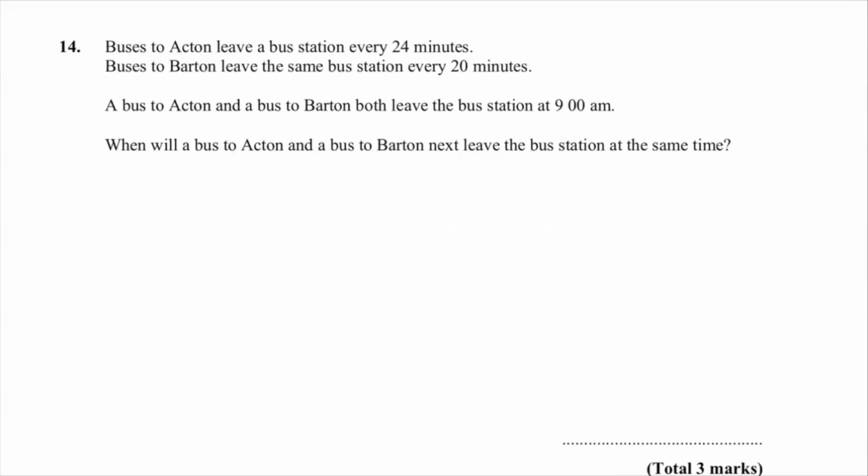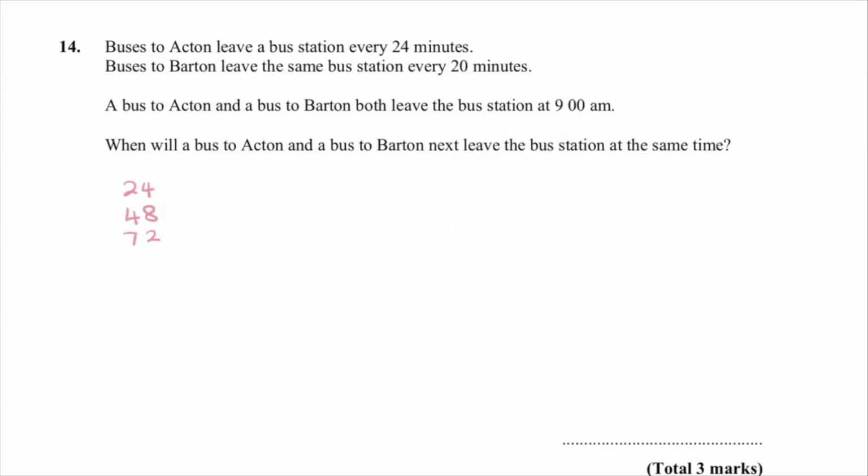So the first thing that we're going to do is work out when the Acton bus is at the station, and that's going to be every 24 minutes. So we've got 24 to do its loop. Another 24 means 48 to do the next loop. And then we just keep adding. 4 plus 8 is 12. I'm carrying 1 in my head. 2 plus 4 is 6. We've got 72. And then I'm going to repeat that.